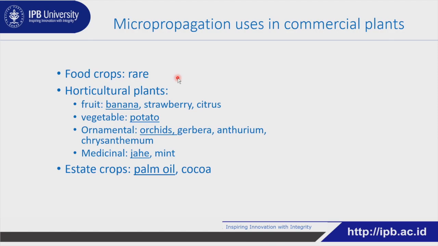And for horticulture plants, because of the high value of horticulture products, of course, the use of micropropagation is very useful. There are so many examples, such as in fruits. One of the best examples for sure is banana, because it is already widely applied, and also strawberry and citrus. Then for vegetables, there is potato. And for ornamental plants, there are orchid, gerbera, anthurium, chrysanthemum, etc.